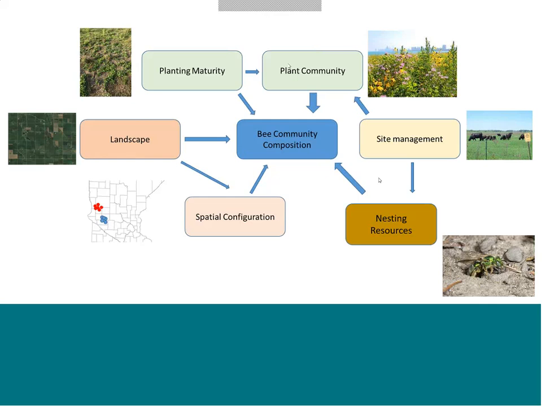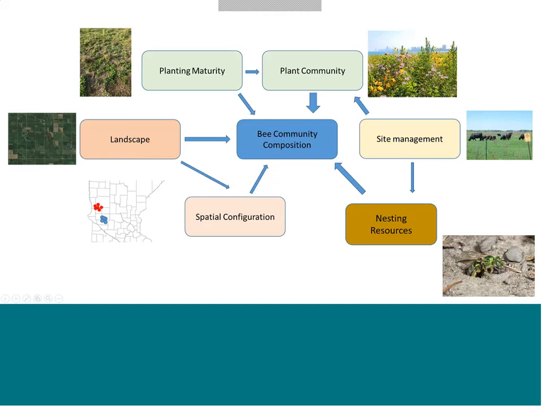Plant community is probably one of the biggest ones that we think about. How do the different species of forbs and other types of plants that we install affect the bees that show up? Planting maturity affects plant community, but also might affect just the bee community composition. Maybe as the site gets older, it gets more overgrown, and it's harder for them to nest or something to that effect. Site management, like I've said before, might affect the plant community. There might also be an arrow here, it might directly affect it, like maybe fire burns some of the bees in their nesting sites. And that's why nesting resources is this other factor that's really important to bee biology.